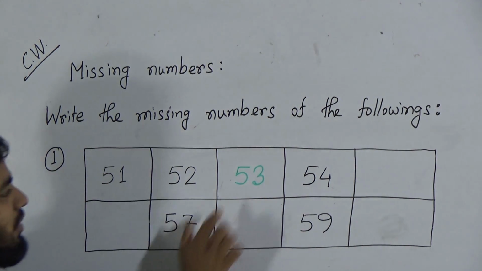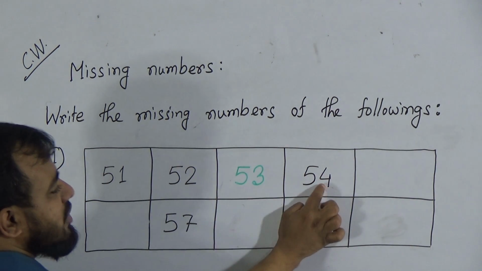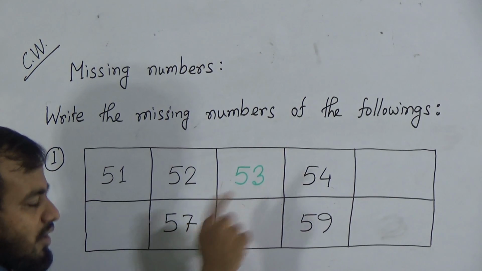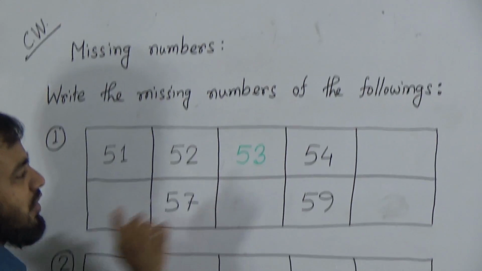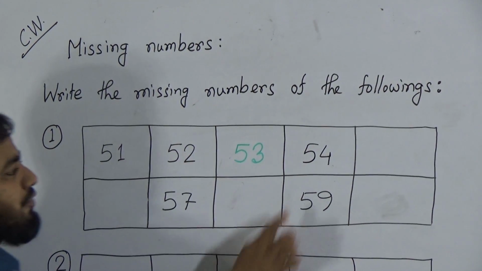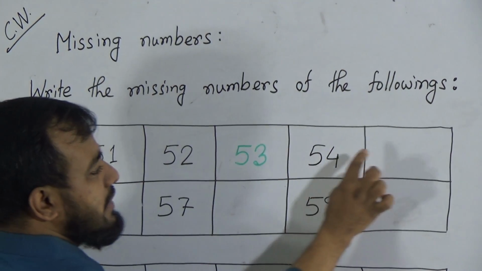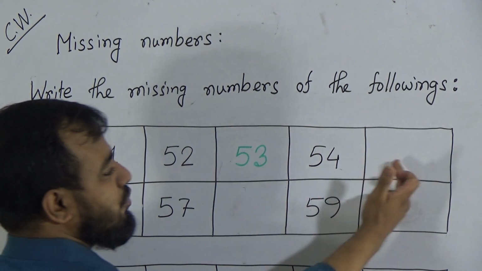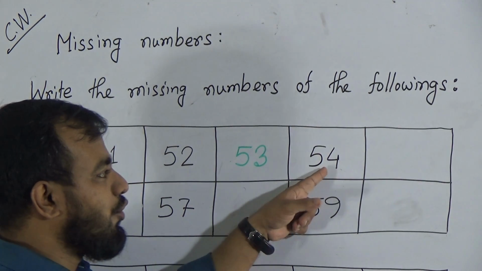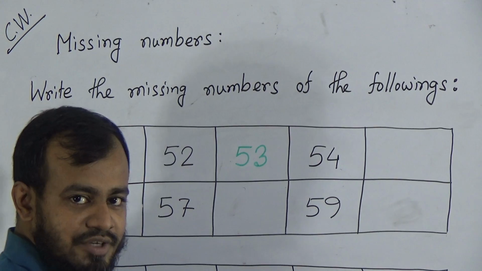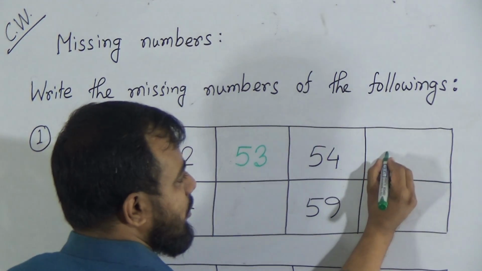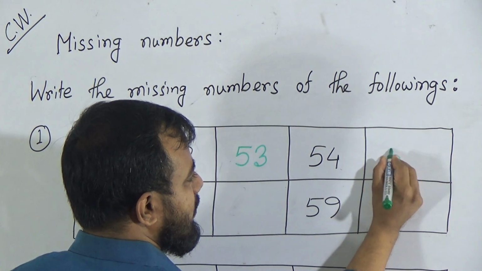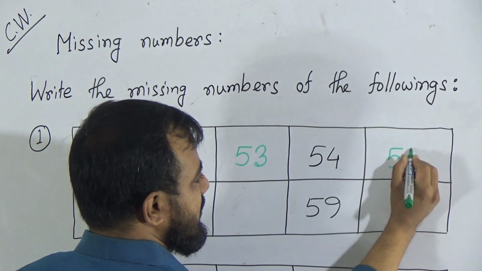Dear students, after 53 the number that comes is 54. So this one is correct. We have written down here, this one is absolutely correct. Now after 54, look, there is a gap. So after 54, which number comes, that number needs to be written down here. After 54, we know the number that comes is 55. 5 and 5, 55. We should write down here 5 with 5, the number 55.